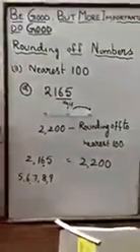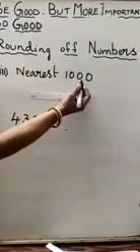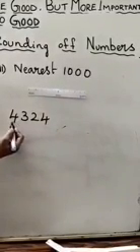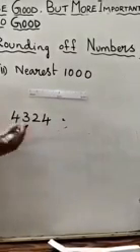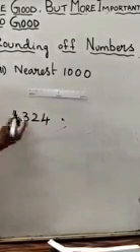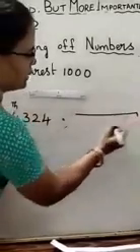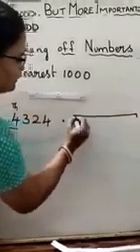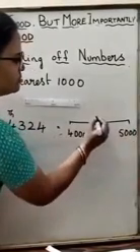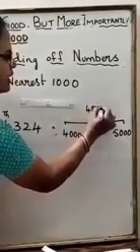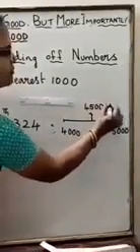Rounding off to the nearest 1000. Now we have to round off to 1000. Ones, tens, hundreds, thousands. You have to check thousands. So here the digit in the thousands place is 4. 4000 to 5000. Here we take a number line. Here 4000 and 5000. The middle is 4500, which is half.